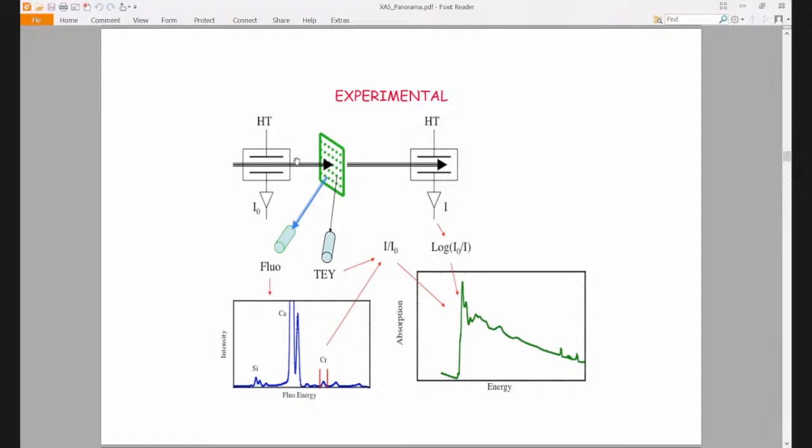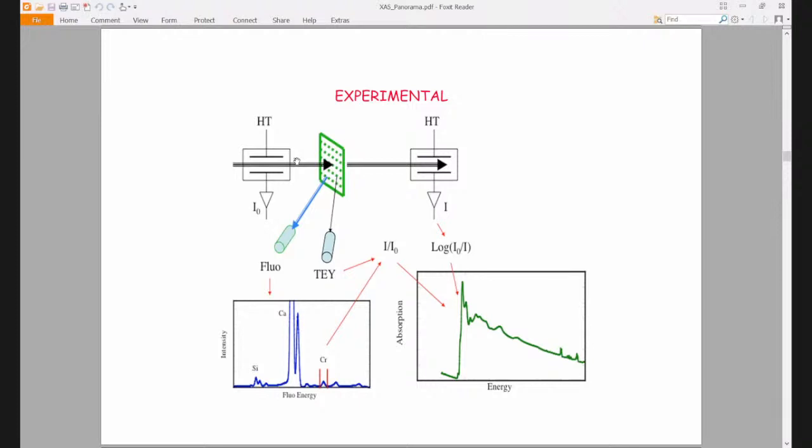What is important is how to make an experiment. You have a sample here. You go through the sample, you measure I naught, you measure I, and if you take the log, you have a direct measure of absorption, which is really the definition of absorption. But it has been proved that if you take the fluorescence spectrum of your sample, which has in that case silicon, calcium, and chromium, and you are interested in the site of the chromium, you isolate the chromium, and then you count the intensity inside here, inside the small peak, as a function of the energy, like if you are doing absorption.